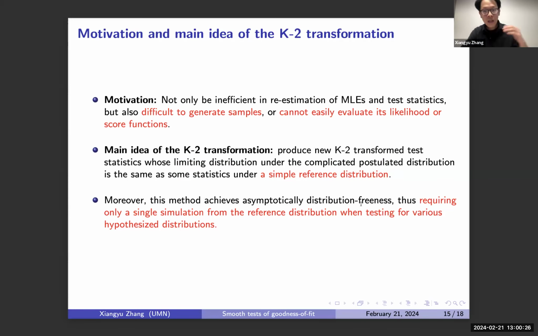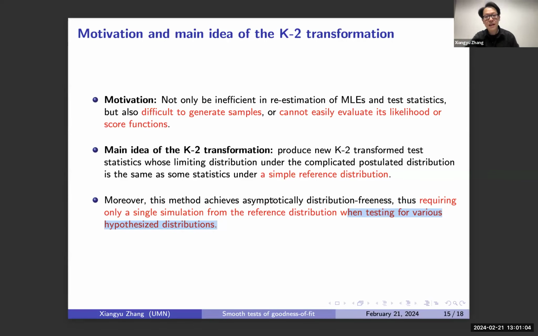Moreover, this method achieves so-called asymptotic distribution freeness. In practice, when you try to test several hypothesized distributions, you only need to perform the simulation once rather than 3 or 4 times. If you are testing 3 models, you would otherwise want to perform the simulation 3 times. But here, when we test these 3 hypothesis models, we only need to perform the simulation once, so it is also computationally very efficient.